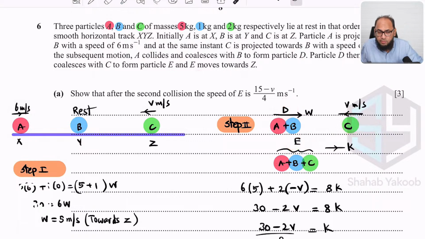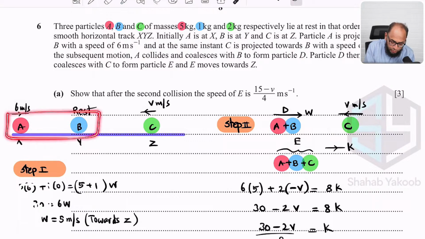So there is so much scenario in this particular question. So there is so much variety of it. So now what is it asking? Show that after the second collision, the speed of E is this much for 3 marks. Now, sometimes even a difficult question has lesser marks. Sometimes even an easy thing has more marks. So there is no set rule as such. So now over here, let me write this. That is step number 1. First, deal with these 2.